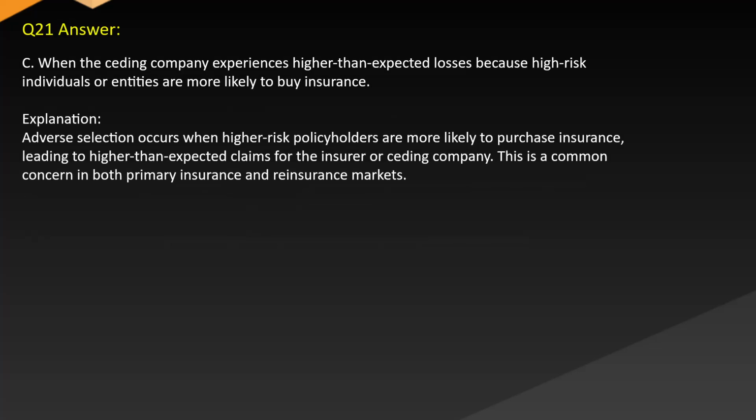Answer: C. When the ceding company experiences higher than expected losses because high-risk individuals or entities are more likely to buy insurance. Explanation: adverse selection occurs when high-risk policyholders are more likely to purchase insurance, leading to higher than expected claims for the insurer or ceding company. This is a common concern in both primary insurance and reinsurance markets.